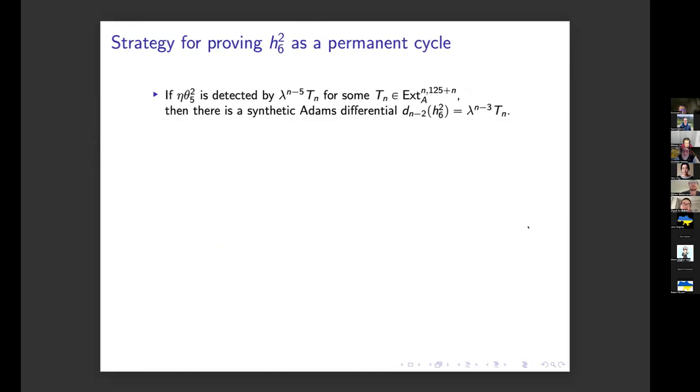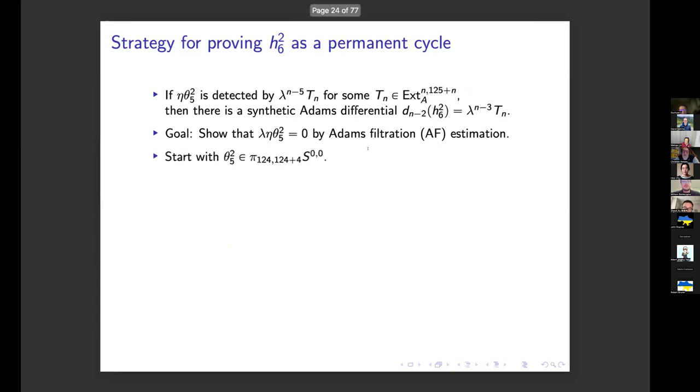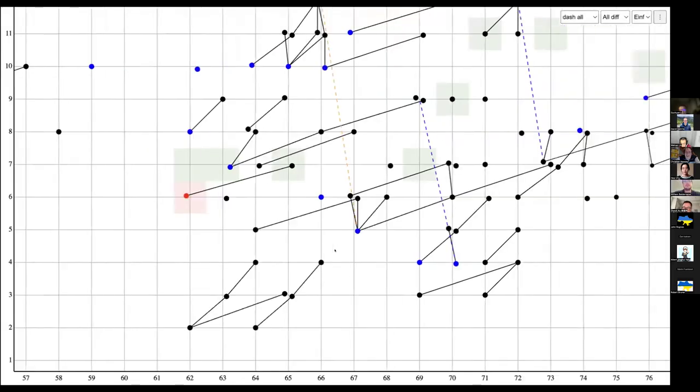All right, so the strategy of proving theta 6 as a permanent cycle is to give an Adams filtration estimation, right? So the goal is to show this expression is 0 by an Adams filtration estimation. So you can think the second grading is a way to estimate the Adams filtration. So we start with this part. We start with theta 5 squared. So this lives in stem 124, and presumably the Adams filtration is 4, but we know H5 to the 4th power is 0 on the E2 page. But now we can also just look at the E2 page. So this is 124,4.